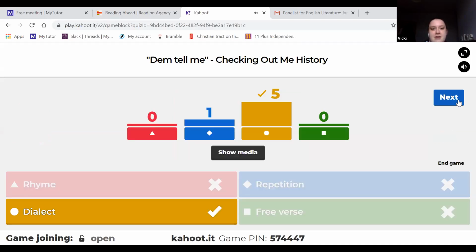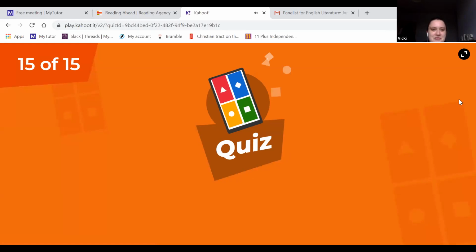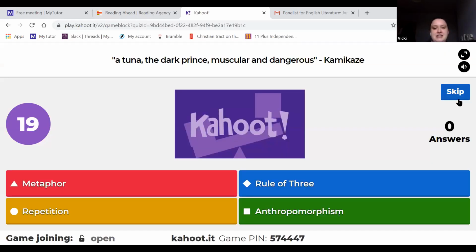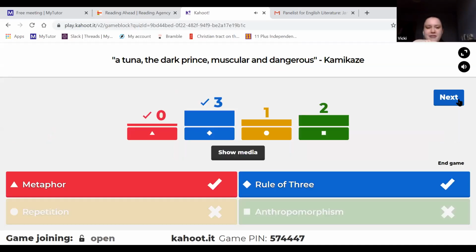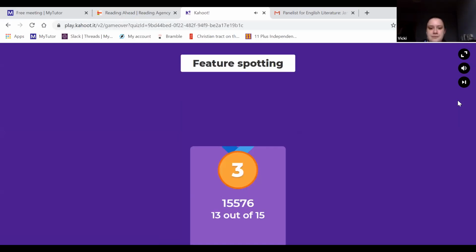Yeah, dialect, fantastic. Someone put repetition, it is repeated loads of times, but I've only given you that one snippet of an example. "A tuner, the dark prince, muscular and dangerous." Kamikaze is another fantastic poem. I love Kamikaze. I love the culture in Kamikaze. I think it's super interesting.